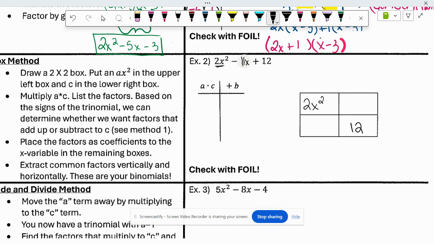You have to list the factors, right? So we're going to multiply a times c. 2 times 12 is 24. Has to add up to negative 11. So let's think about that. When I have a positive product and a negative sum, that means both of my what?